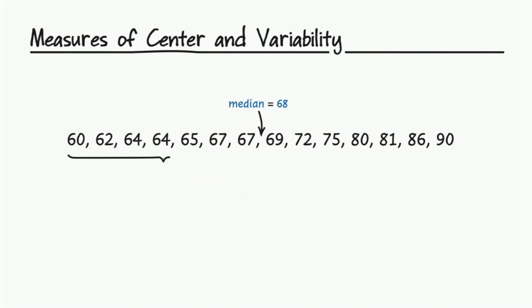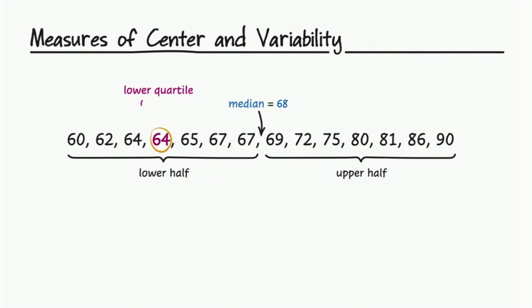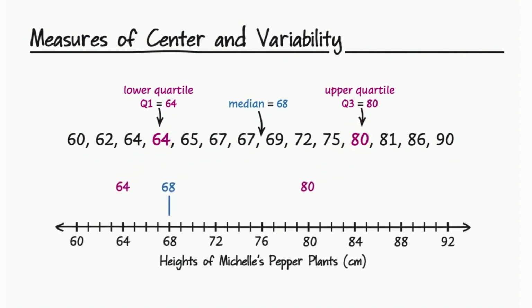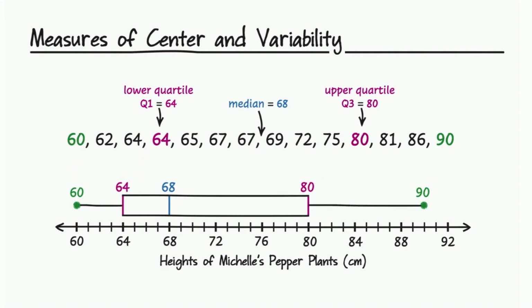Students see that the median separates a data set into two halves. The median of the lower half is called the lower quartile, or Q1, and the median of the upper half is called the upper quartile, or Q3. They use the median and quartiles together with the minimum and maximum values to make a box plot, which summarizes the variability of a data set visually.